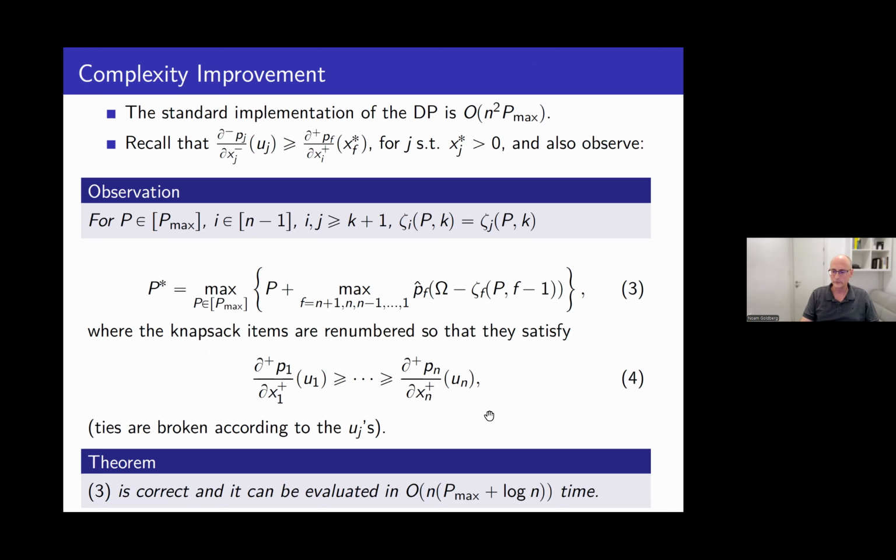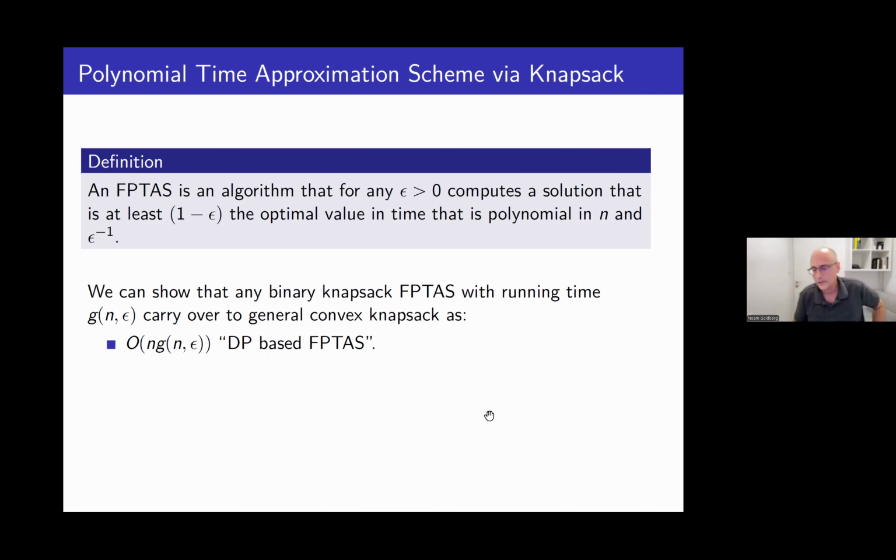Okay, so that's a key result for the DP, and we also want to turn this result of a pseudo polynomial algorithm into an approximation scheme result, a fully polynomial time approximation scheme. I just state the definition. For those who don't remember, it's an algorithm that for any positive epsilon, we can get a solution that's at least 1 minus epsilon times the optimal value, in time polynomial in n and 1 over epsilon.